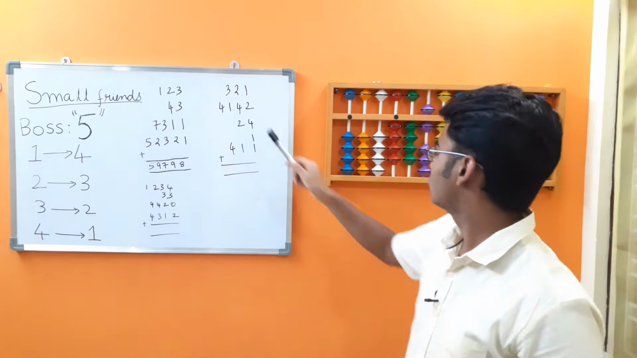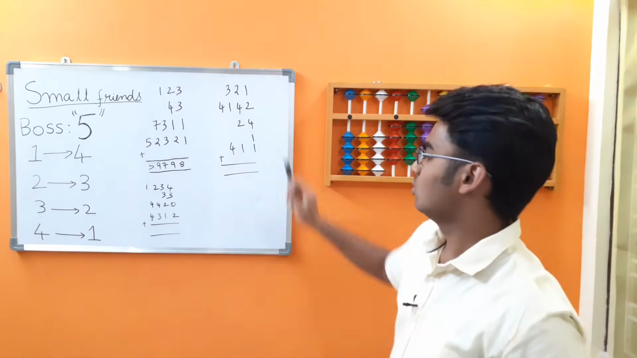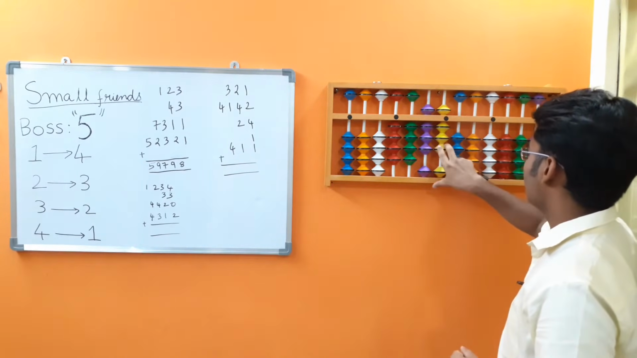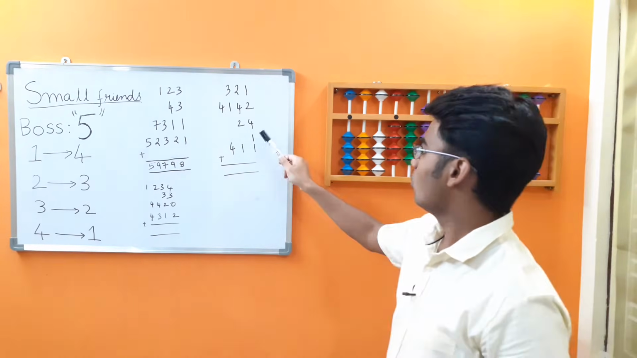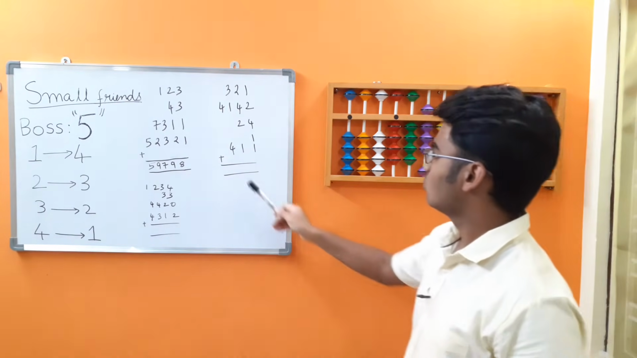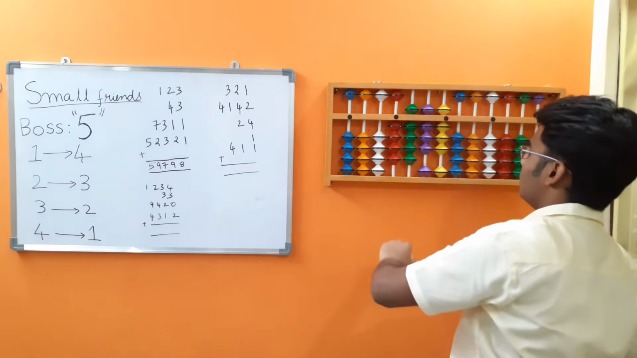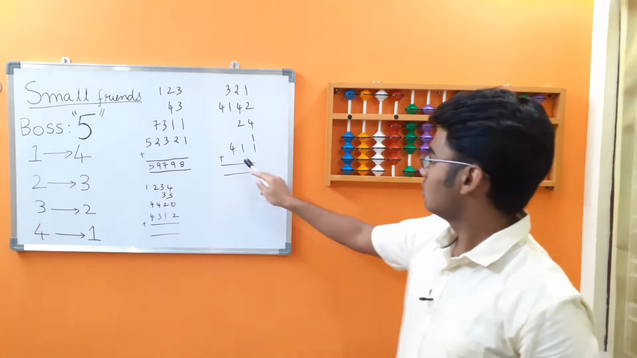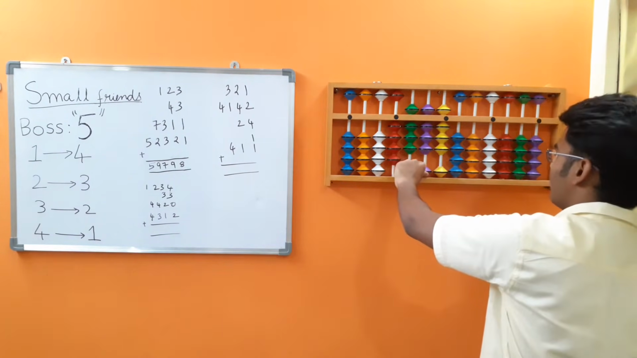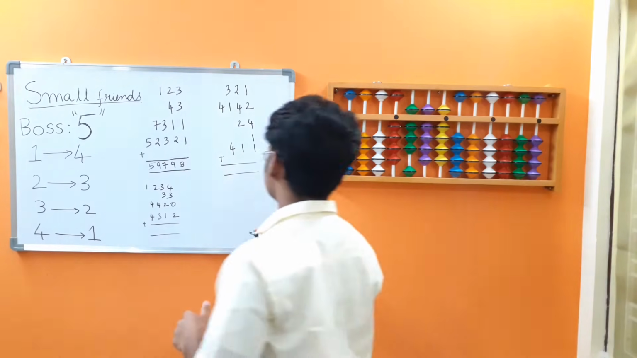Next 24. We can add 20 directly and 4. 4's friend is 1. Add the boss 5, less the friend 1. 1. Simple 1. Right? We can add 1 directly here. And 4, 1, 1 on the 100s rod. Add the boss 5, less the friend 1, because 4's friend is 1. Now 1, 1. We can add 1, 1 directly. We got the answer as 4899.